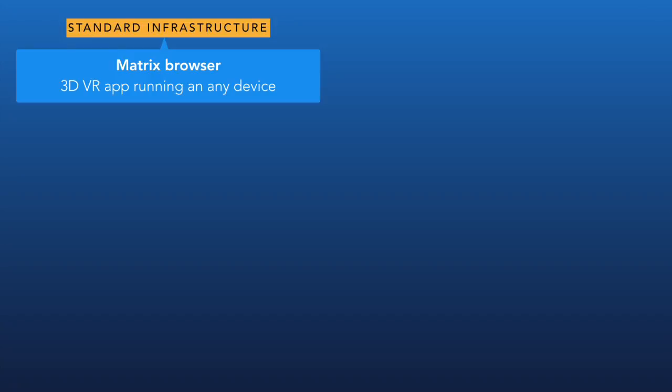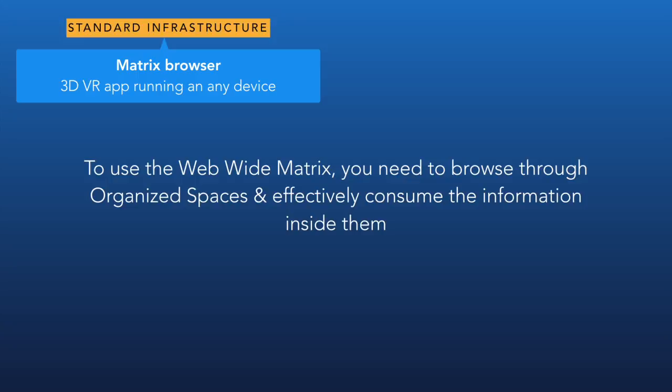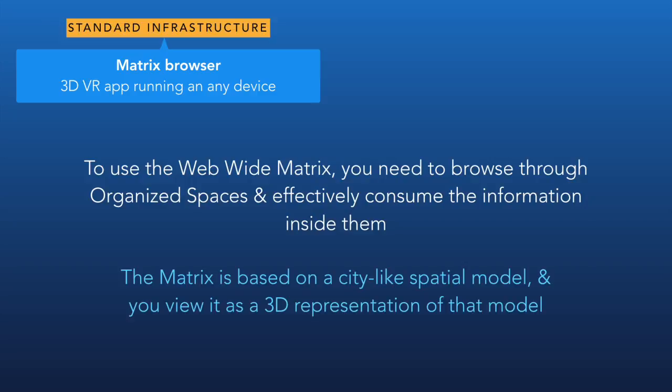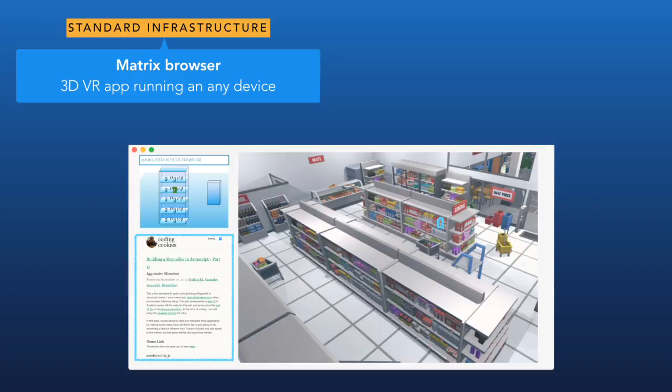Finally, we have the matrix browser, which is a 3D VR app running on any device. So to use the Web 8 matrix, you need to browse through the organized spaces. And since the matrix is based on a city-like spatial model, you best view it as a 3D representation of that model. So for example, you can specify the address of some nested building and you see the organized spaces inside that building. And you can also access the data of nested building inside that organized space as regular web content.